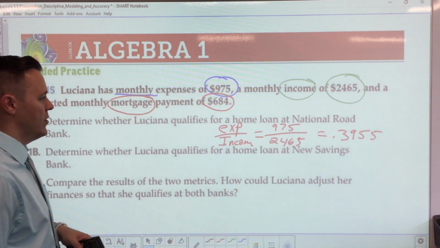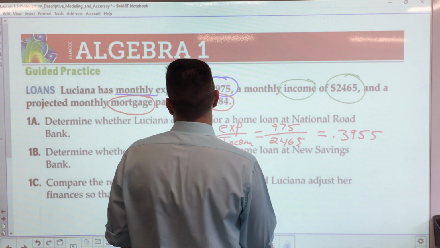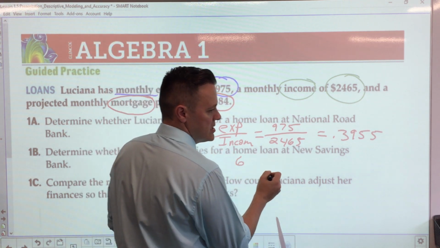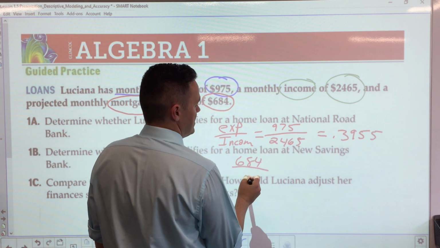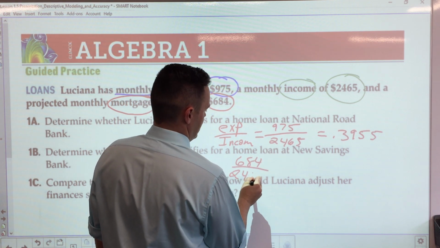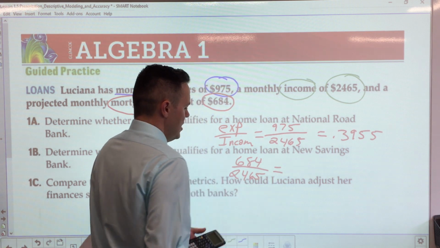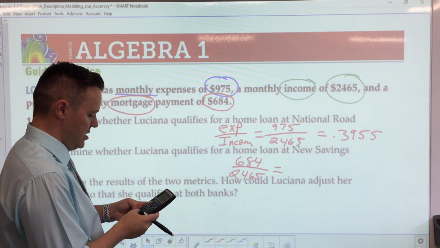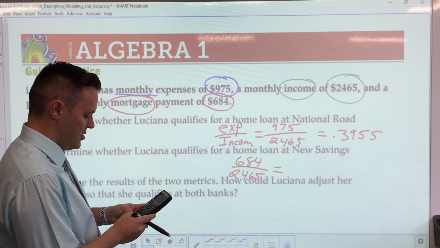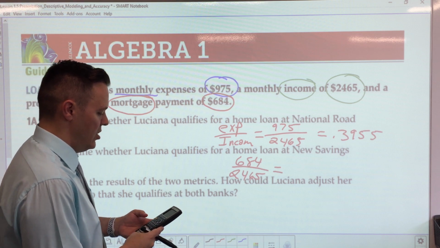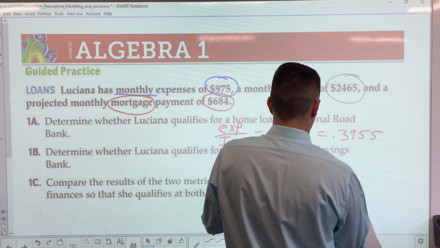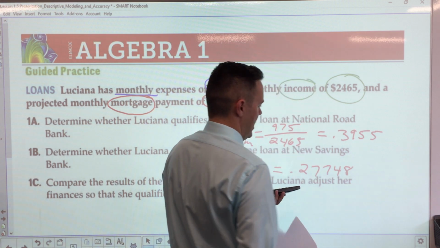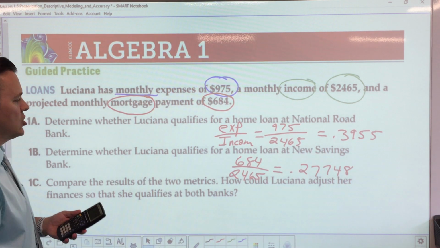For the home loan from New Savings, they want the mortgage payment, which is $684, over your income of $2465. If you take that into consideration, 684 divided by 2465 comes out to be 0.2774, well, 8. Do I have to go that far? Not really. So what are you looking for?